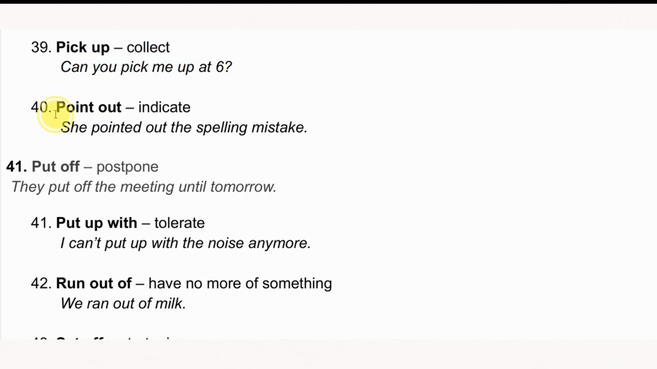40. To point out. To point out, this means to indicate. She pointed out the spelling mistake. She indicated the spelling mistake.